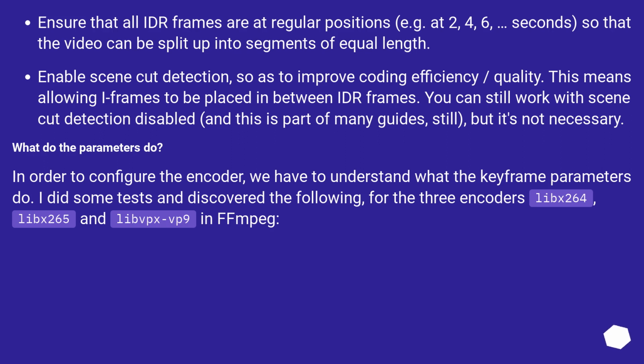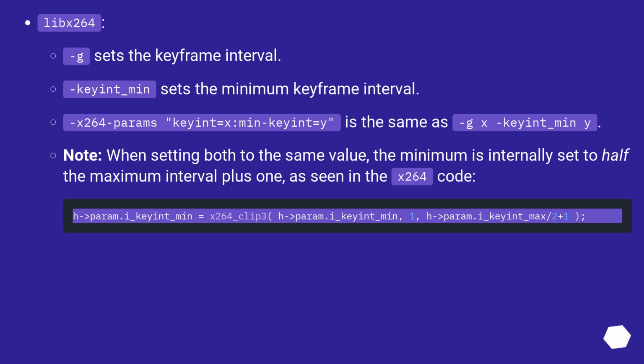What do the parameters do? In order to configure the encoder, we have to understand what the keyframe parameters do. I did some tests and discovered the following, for the three encoders libx264, libx265 and libvpx-vp9 in FFmpeg. For libx264, g sets the keyframe interval. keyint_min sets the minimum keyframe interval. x264-params keyint=x:min-keyint=y is the same as -g x -keyint_min y. Note, when setting both to the same value, the minimum is internally set to half the maximum interval plus 1, as seen in the x264 code.